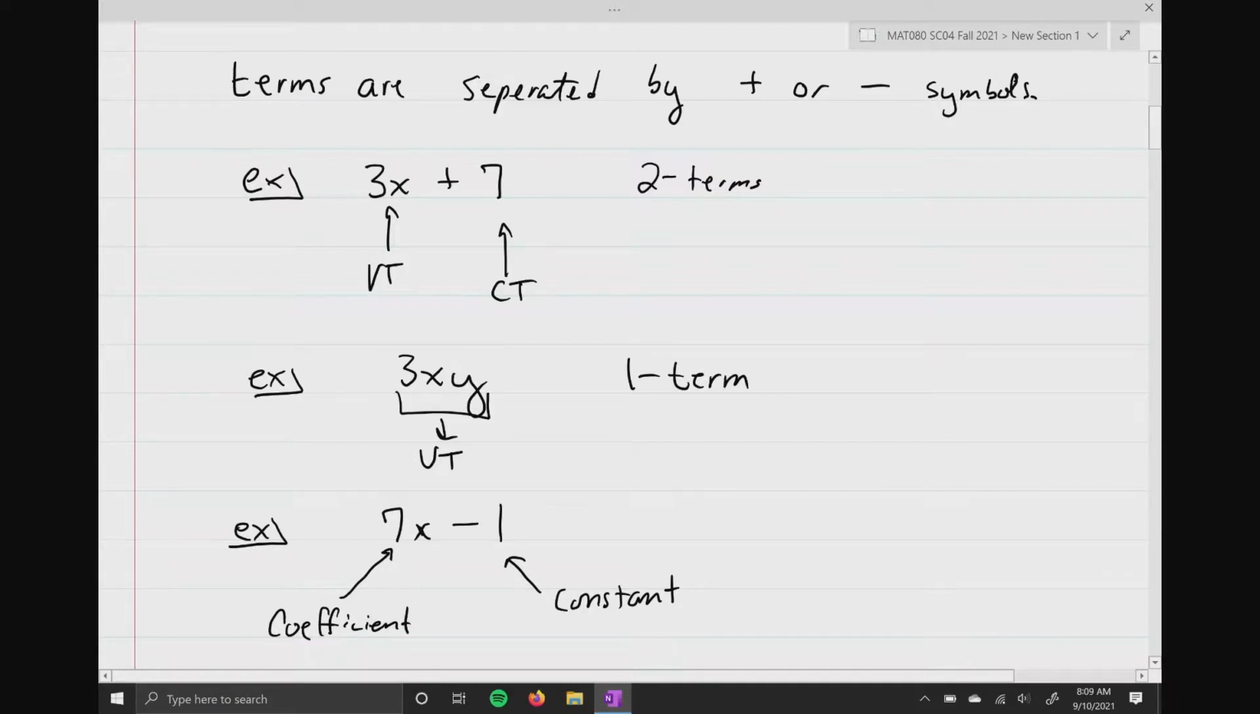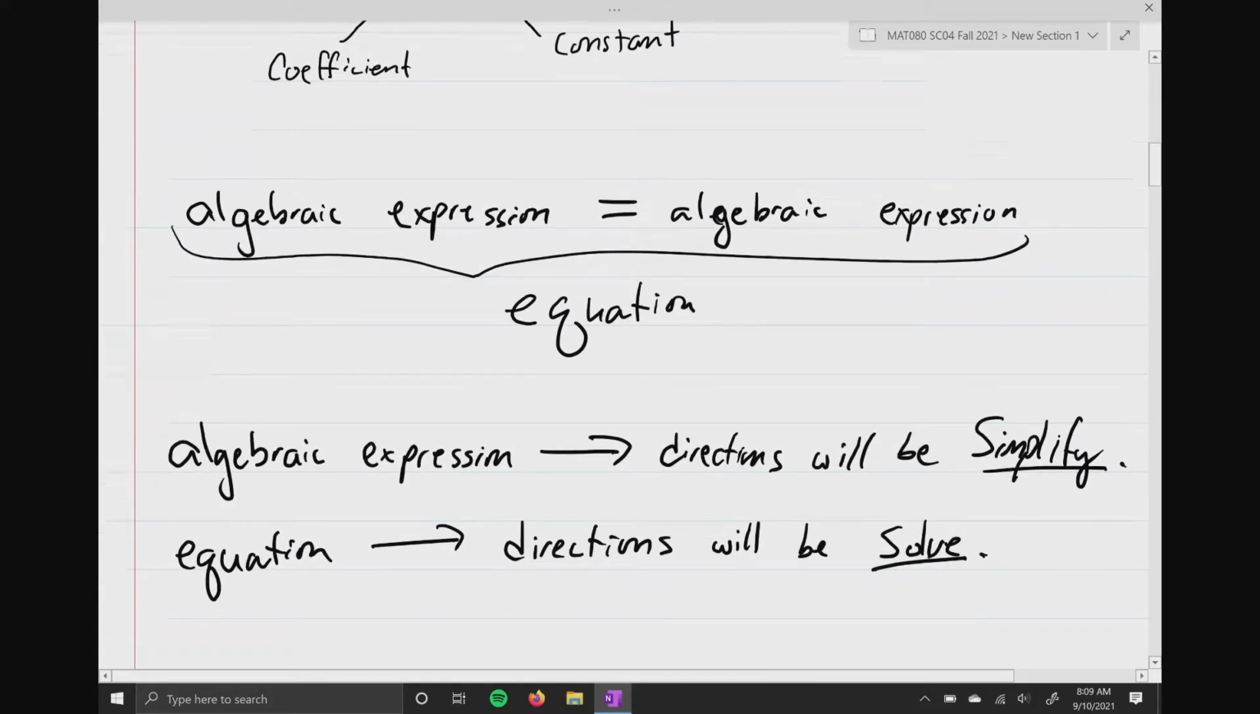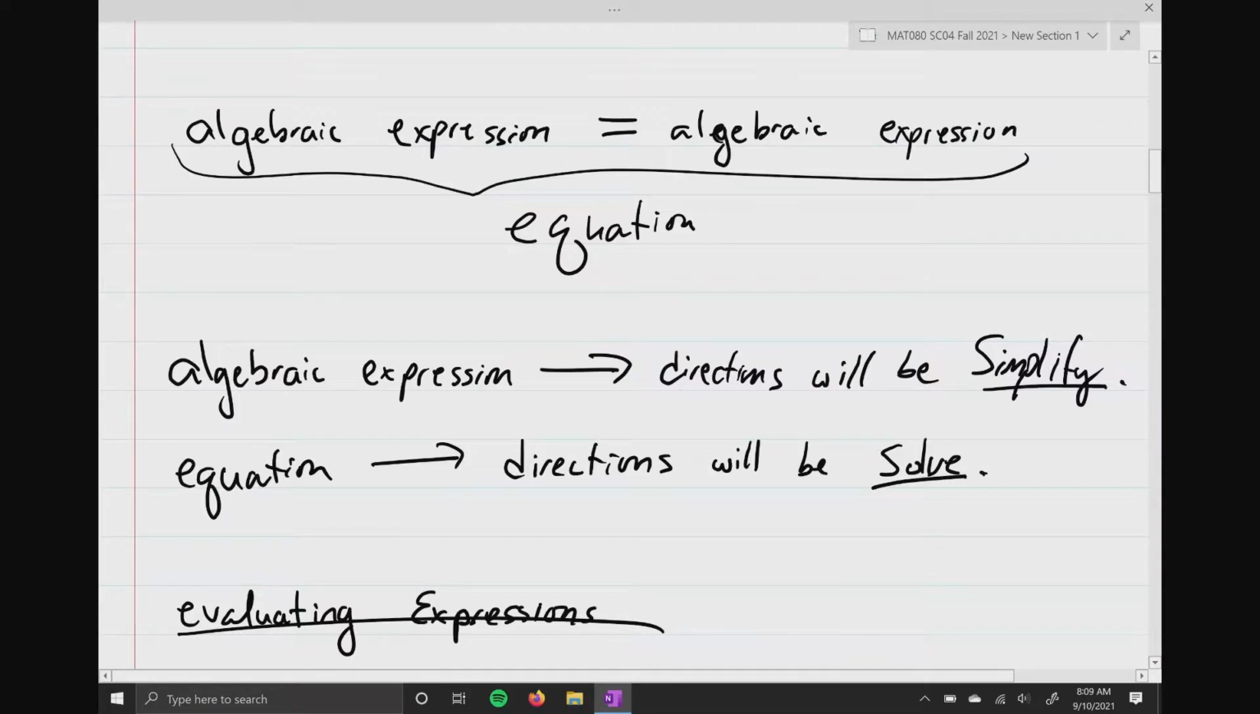Okay? So then scroll down a little bit more. If you take an algebraic expression and you set it equal to another algebraic expression, you have what we call an equation. Okay? Now, there are two big differences between an algebraic expression and an equation, and that is the directions. If you see the word simplify, there's no left and right hand side because there's no equation. It is just an expression, and that is it. So you're going to simplify.